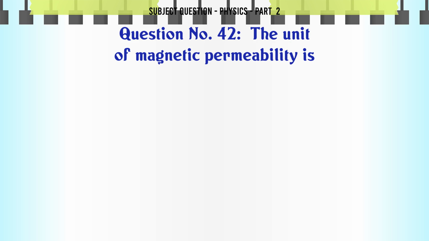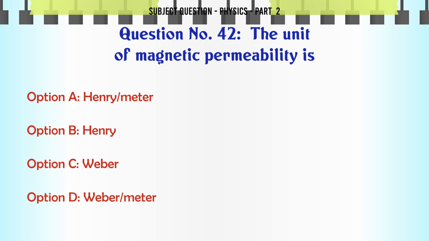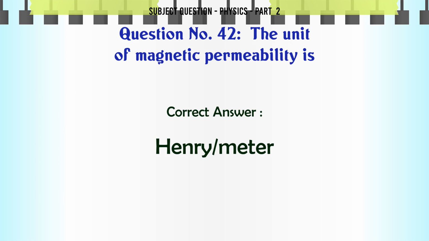The unit of magnetic permeability is A. Henry meter, B. Henry, C. Weber, D. Weber meter. The correct answer is Henry meter.